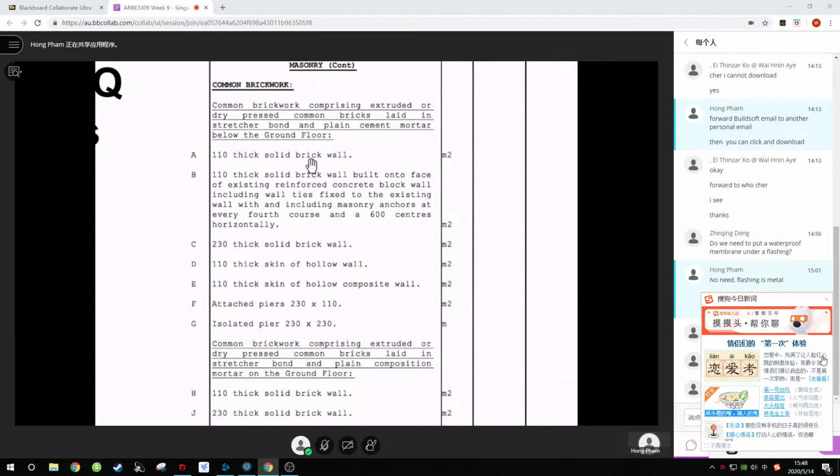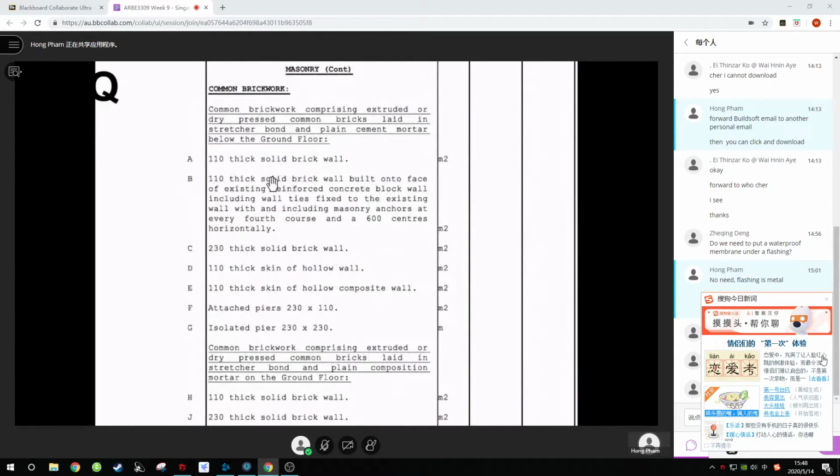Okay, the solid brick walls and skin of hollow walls. So solid brick wall, solid brick wall built onto the face of existing reinforced concrete block walls. I got 230 thick, 110 thick skin of hollow wall, skin of hollow composite walls, and we got attached piers and isolated piers. You see that? So we got walls and piers under a common heading. And this is how a BOQ works. I hope you are clear on this, okay? So this is how you measure a brick wall.